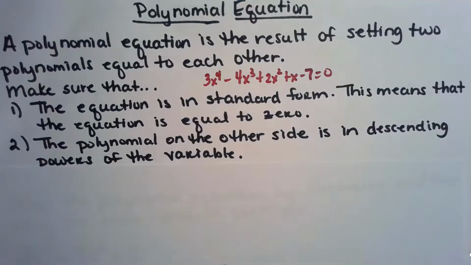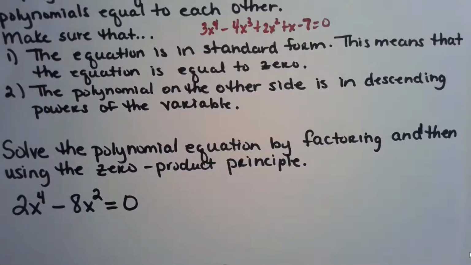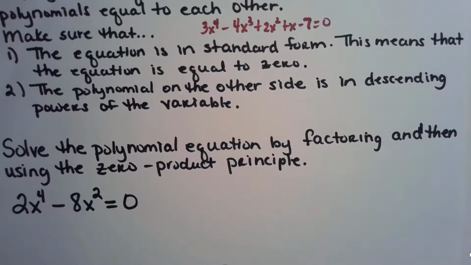So this will be a polynomial equation, where if possible, we would try to solve this equation by factoring. If not, like I said before, we'll be looking at other ways of finding the results of a polynomial equation. So let's look at this example that we have here. It says solve the polynomial equation by factoring and then using the zero product principle.